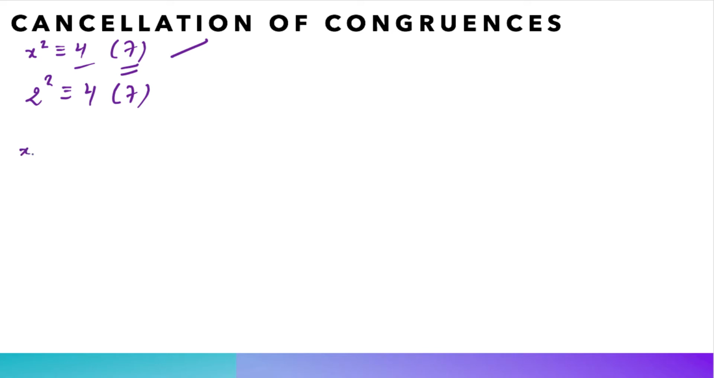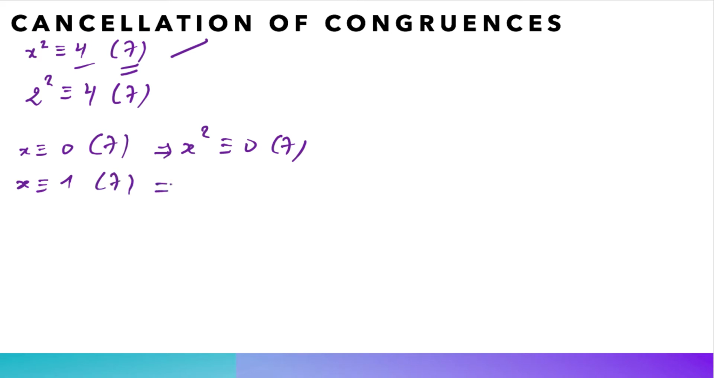So if x is congruent to 0 modulo 7, things do not work because x squared will be congruent to 0 modulo 7 as well. If x is congruent to 1 modulo 7, same thing, x squared is congruent to 1 modulo 7.